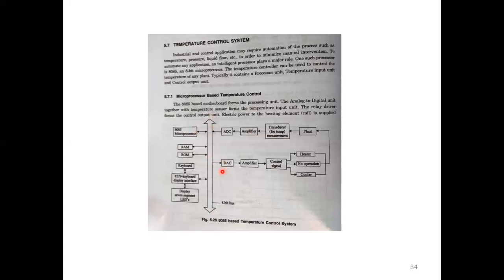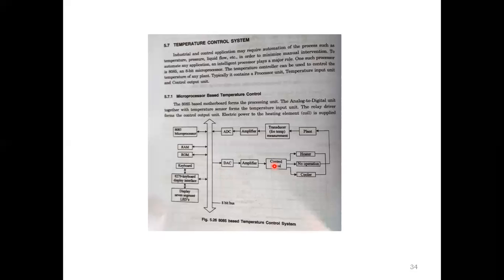DAC means digital to analog converter. That means we are giving the control signal to electrical devices, so we need to convert the digital value into voltage. So we are using the digital to analog converter. This value is also a minimum value, so we amplify the analog value, then give it to the control signal. These signals produce the conditions with respect to the input value from the microprocessor.